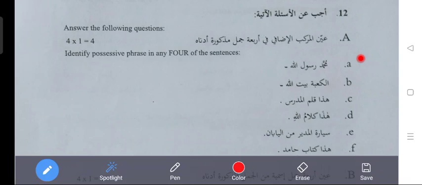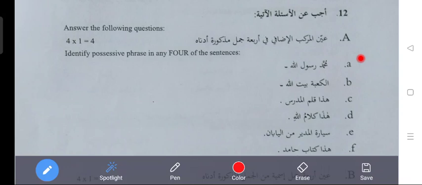How to find out the possessive phrase? Here you must know the rules to find out possessive phrase. What are the rules? Rule number 1 is possessive phrase contains two nouns, one beside the other. So we have to find two nouns, one beside the other. Then rule number 2. Rule number 2 is the first noun does not take alif lam, the definite article, in the beginning, and the second noun may take or may not take alif lam in the beginning.